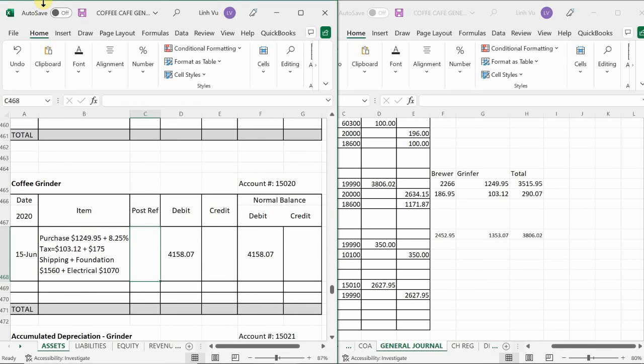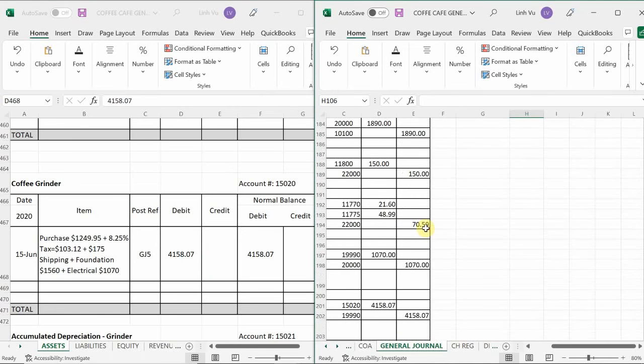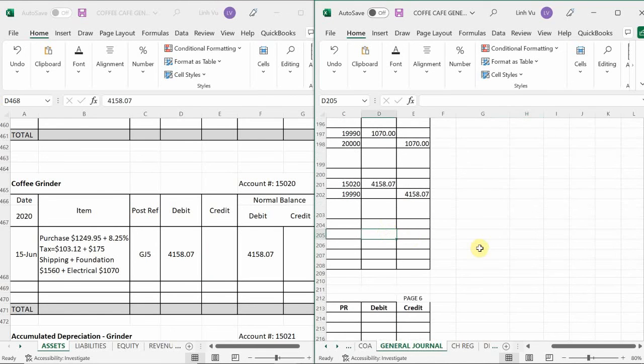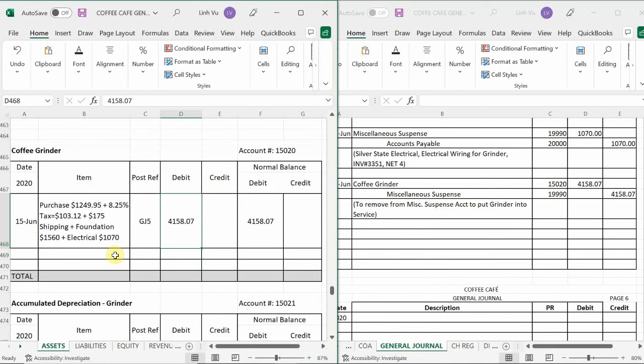Post reference. All right, for the 4158.07. All right, that's all the details that went into this coffee grinder. Good. For any reasons, we need to return it, which in this case, we spent too much money for it, so no point to return it. They'd only give us $1249. Exactly. So in this case, I guess all this hard work for nothing. Yep, it's ours. All right, so good.